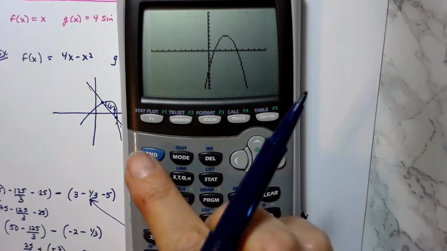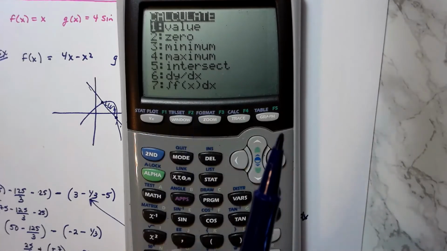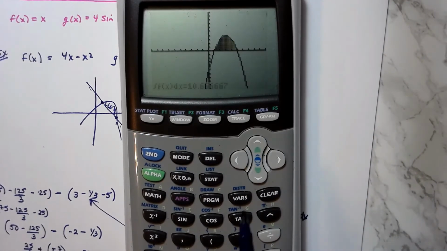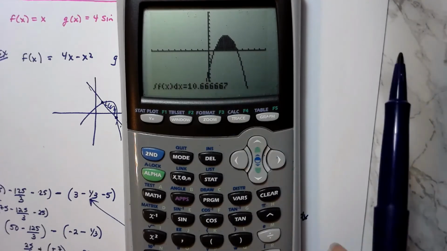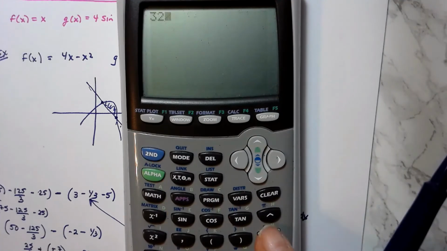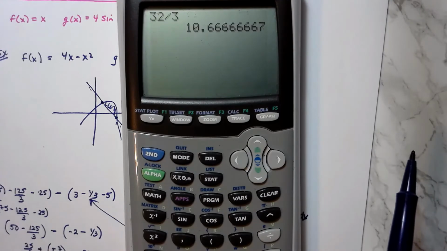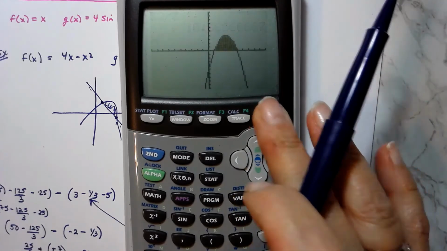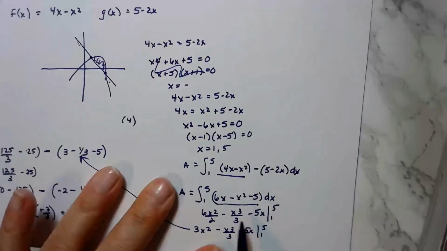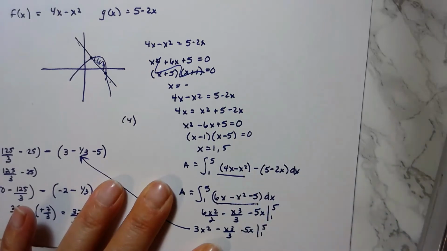And now I'm going to do second calc 7 for the integral, from 1, enter, 5, enter. What it's going to do is shade that region in, and we get about 10.7. So is 32 thirds 10.7? Yep, we get the same answer. Again, you have to be able to get this written down and then let your calculator do the rest of the work. So you're going to have to do some work.